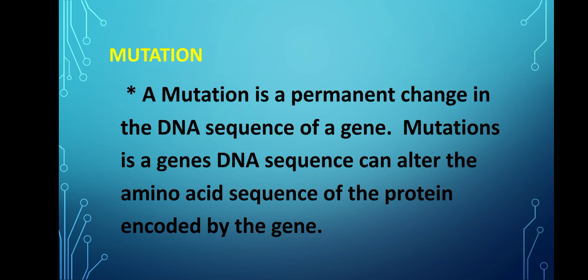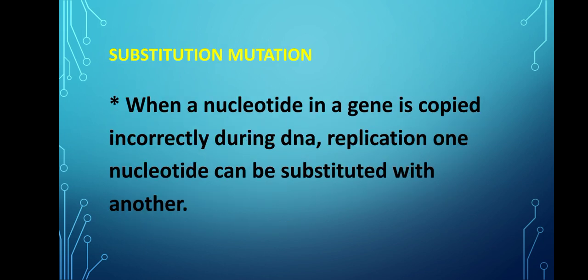Mutation. A mutation is a permanent change in the DNA sequence of a gene. Mutations in a gene's DNA sequence can alter the amino acid sequence of the protein encoded by the gene. Substitution mutation: when a nucleotide in a gene is copied incorrectly during DNA replication, one nucleotide can be substituted with another. This results in an incorrect amino acid sequence, changing the structure of the protein.